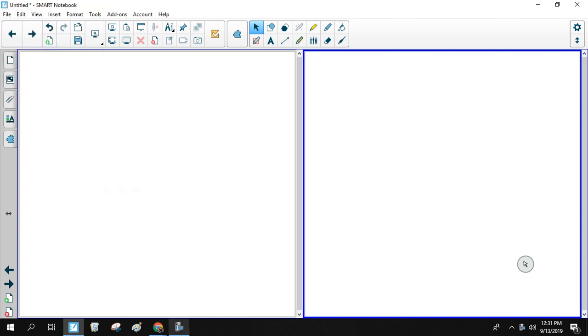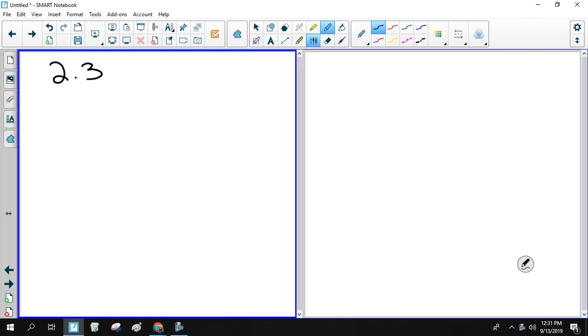I will now be solving a problem from your worksheet 2.3, problem number 10, also known as the bunny problem. Okay, see, I put little bunny ears on. Oh, that's cute. Okay, all right, so here we go.